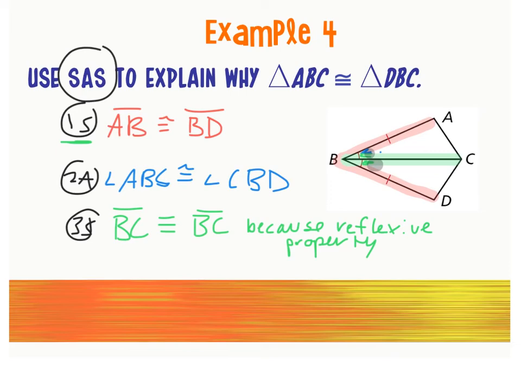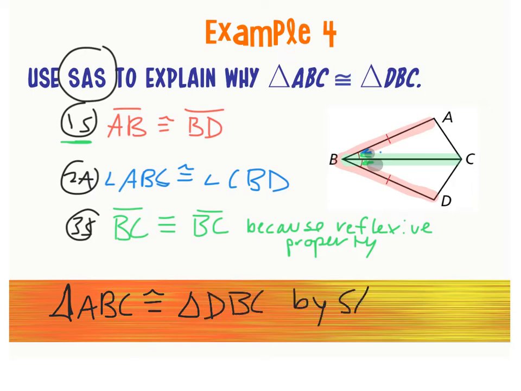So now we know that triangle ABC is congruent to triangle DBC by the side, angle, side postulate.